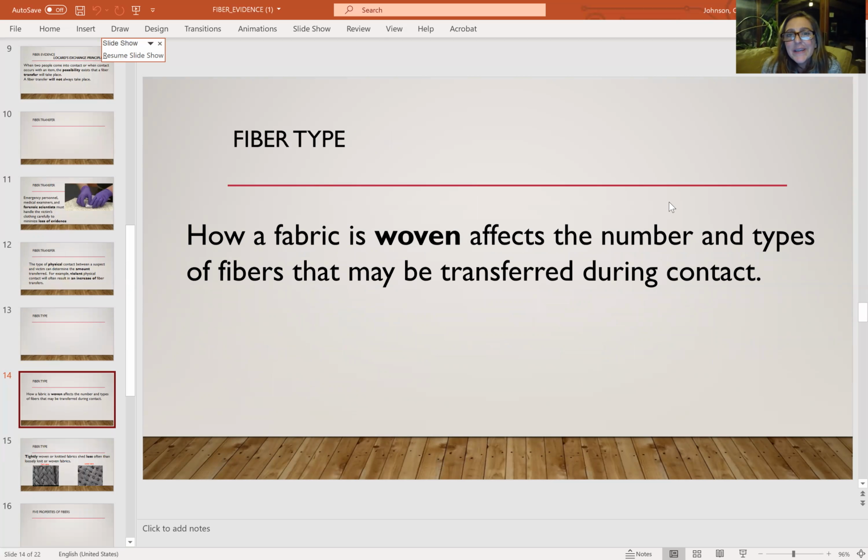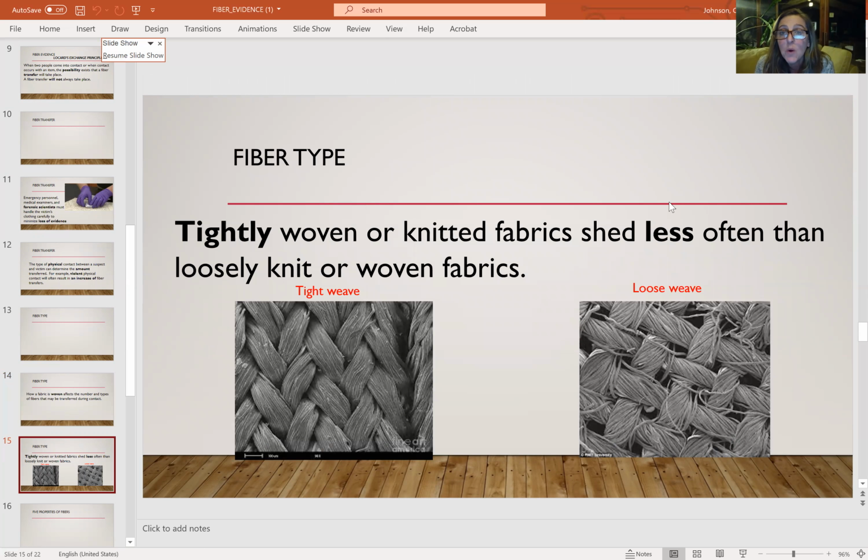So how a fabric is woven, it's going to affect the number and types of fibers that could be transferred. What do we mean by woven? Well, we're talking about the weave, the threads actually being woven together on a loom. So a tightly woven or knitted fabric is not apt to shed. However, a loosely woven fabric is more likely to shed. You can see there's a much tighter weave on the piece of fabric on the left, whereas the fabric on the right is much more loosely woven.